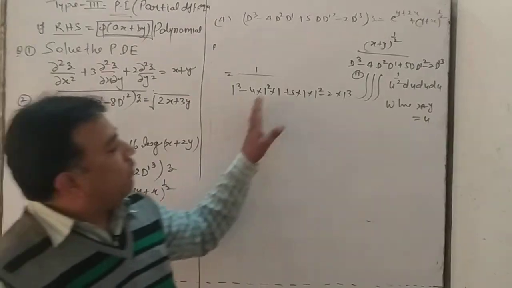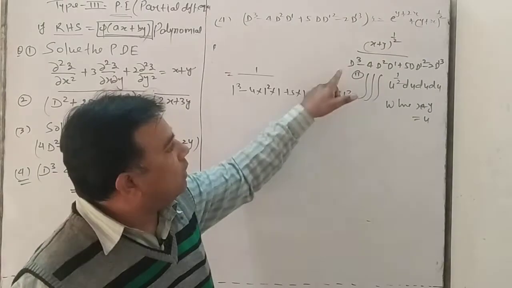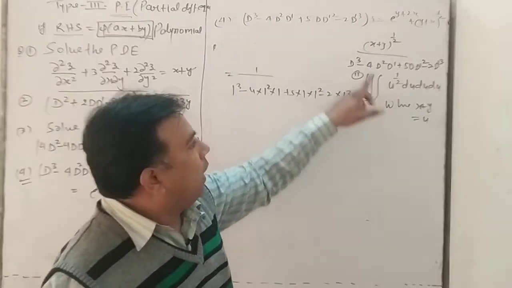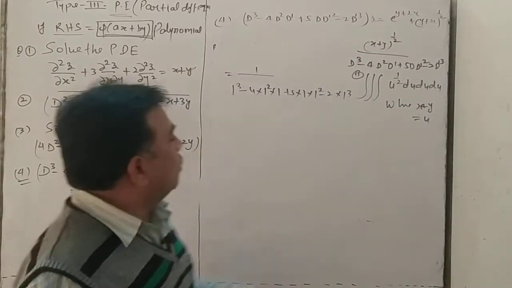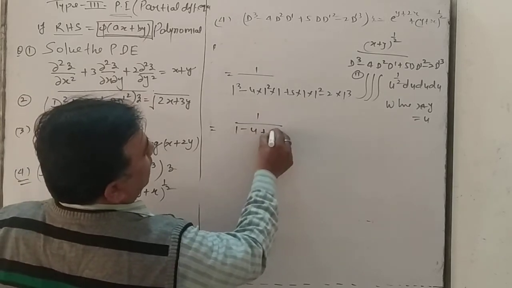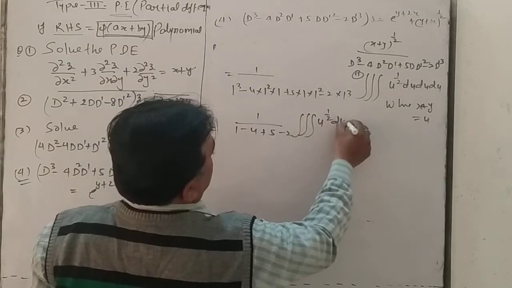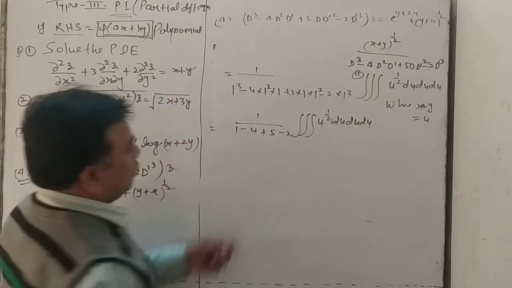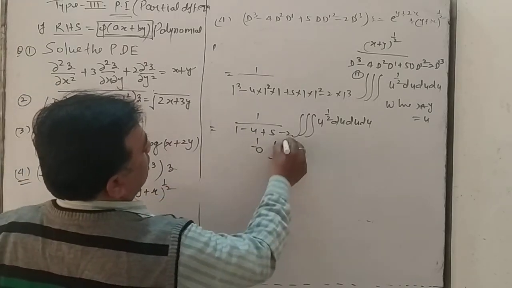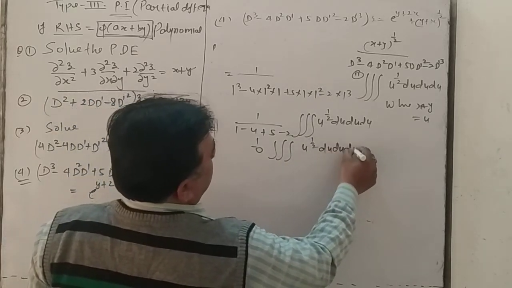When you see a second order partial differential equation, you take the double integration. Here, for the third order partial differential equation, you take the triple integration, and let u plus v be u. So sort out this problem: 1 upon 1 minus 4 plus 5 minus 2, triple integration of u to the power 1/2 du. The value is 0, so 1 upon 0 of the triple integration.